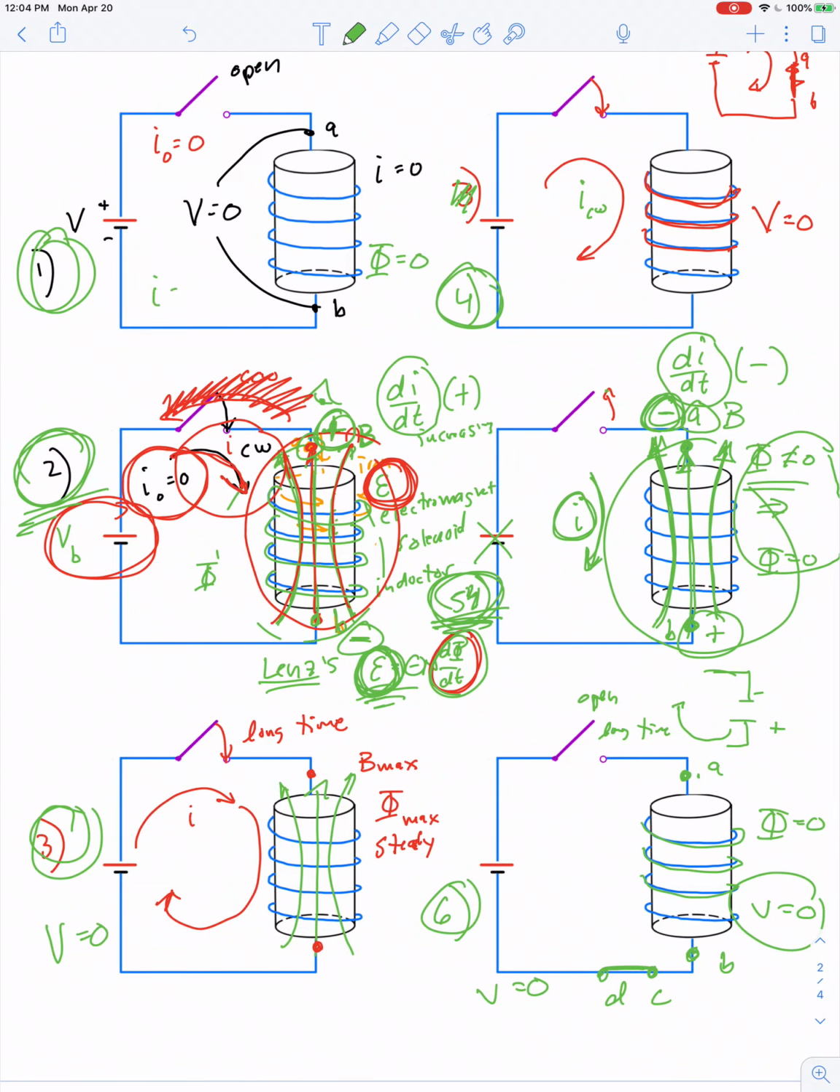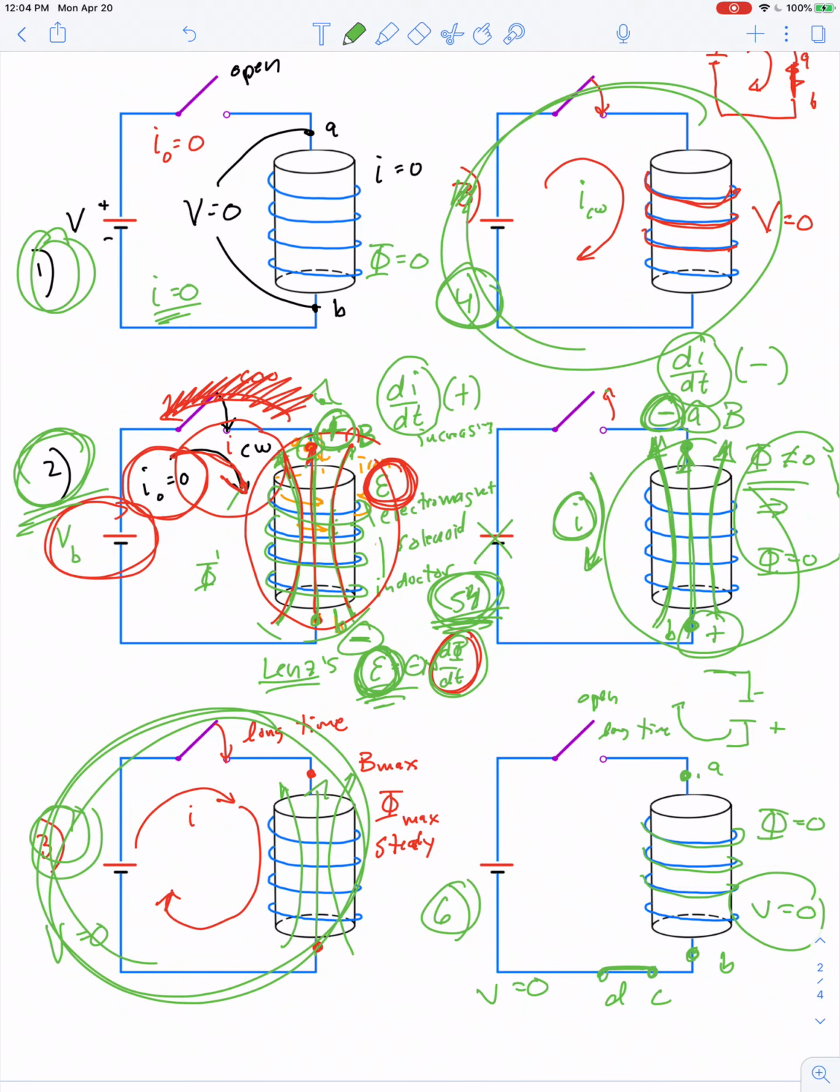It could be because there's just no current at all flowing through the circuit, or it could be there's a current, but the current has reached a steady value. So that would be like case number 3 and case number 4. There's a clockwise current flowing through the circuit, but it's reached its maximum value and remains a steady value, and in that case, without a rate of change of current, there's no voltage at all.